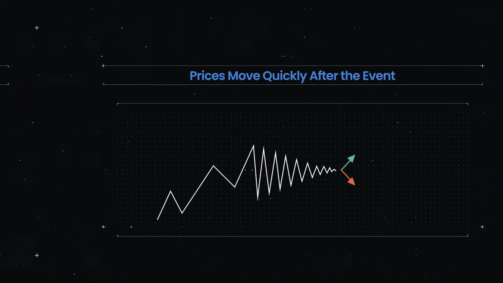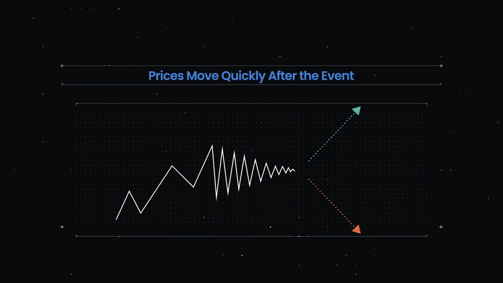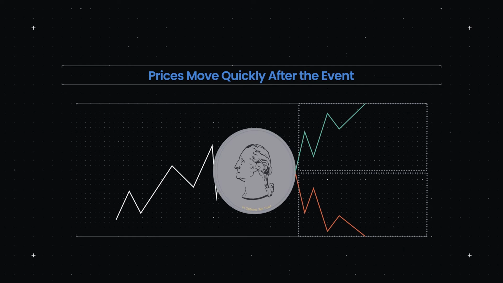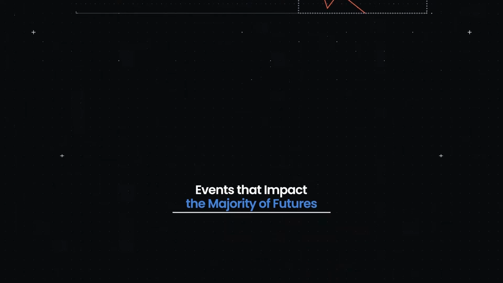Binary events lead to big, quick moves after they occur, and this leads to your position either moving in the money or out of the money immediately after the event. Binary events end up being more of a coin flip than anything else, since traders can make predictions about what will happen and they can gauge market sentiment, but each event can end up in a surprise.